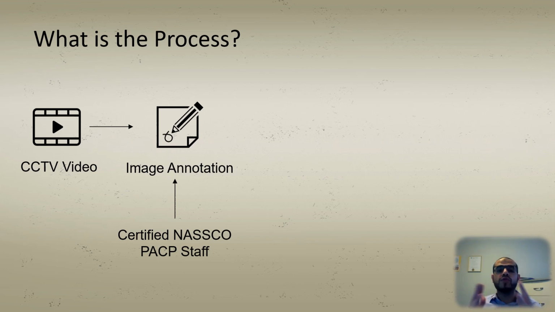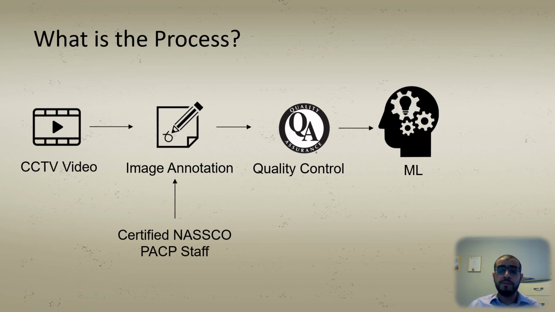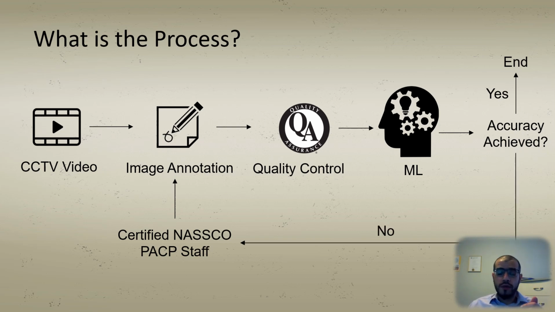Then we ensured that those annotations are done by PACP certified staff. It ran through the QA/QC, the quality control, to make sure that the annotations are correctly done. Then we moved to machine learning, training the model in order to detect the defects. Now, if the accuracy was achieved as per our expectations, then the loop will end. Otherwise, the model is going to be retrained by NASSCO certified staff, adjusting some annotations and making sure that the annotations are correctly done.